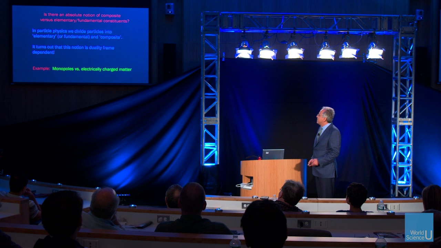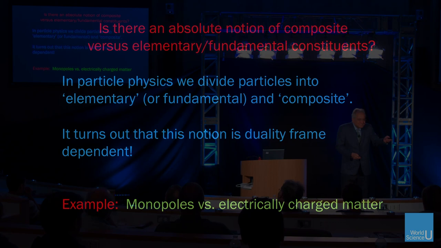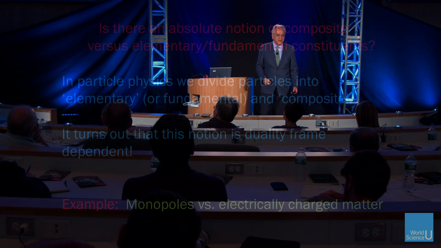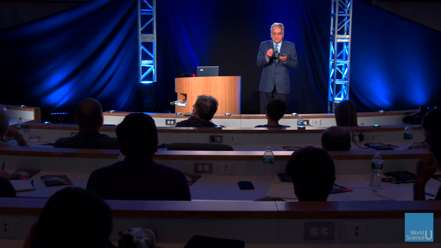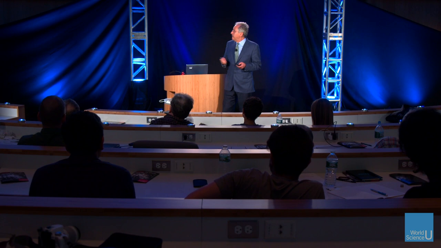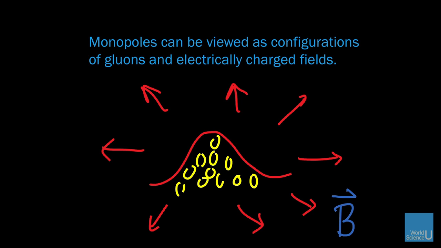It turns out that the notion of what is fundamental even depends on the frame of reference, the duality frame. Some people might think this is fundamental and the other one is composite, and some other person will think the opposite. So in fact, a nice example of this is in the context of monopoles versus electrically charged matter. Magnetic monopoles, objects which are just a single pole of a magnet, have been seen in theoretical examples of quantum systems to exist. But they are typically very massive. And so they should be viewed as being made up of more elementary constituents involving electrically charged fields. So you can have some composite combination of these electrically charged fields which behave as if they have magnetic charge. And these are the analog of the monopoles, the magnetically charged objects.